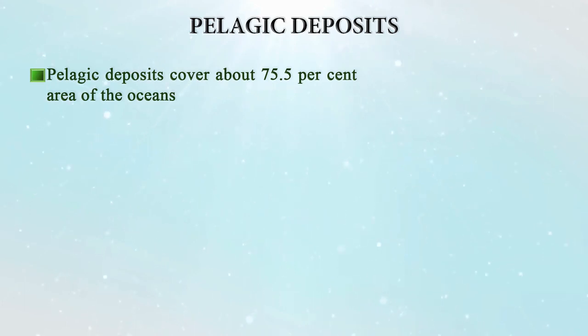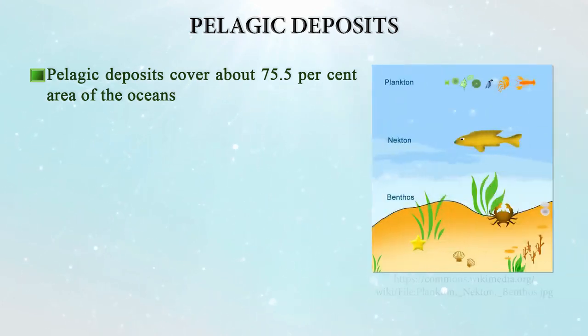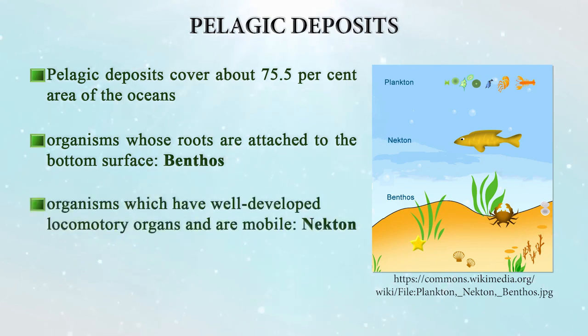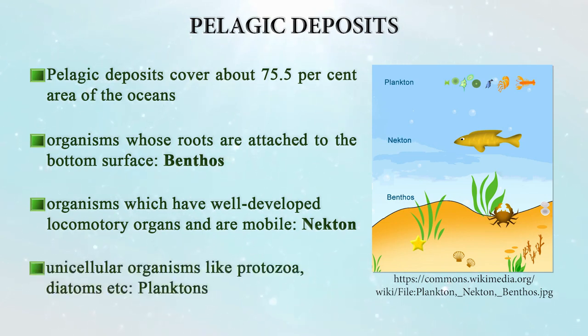These deposits are formed of three types of organisms. Organisms whose roots are attached to the bottom surface are called benthos, and the second set of organisms are those which have well developed locomotory organs, like they are mobile, so they are called nekton. And the third group of organisms are the unicellular organisms like protozoa, diatoms, etc., which are called planktons. These three classifications of organisms were given by Johnson.